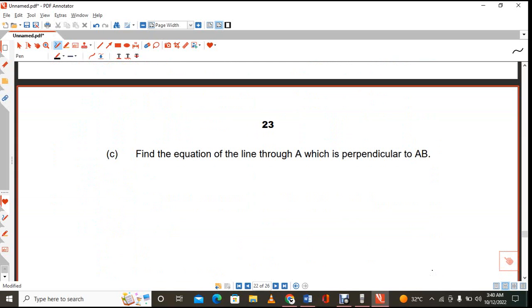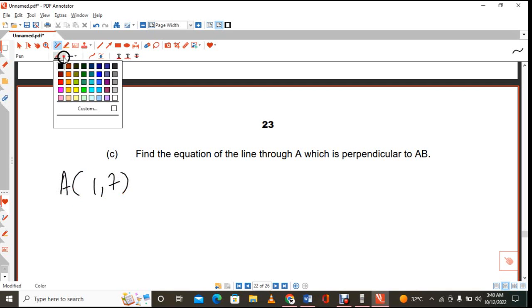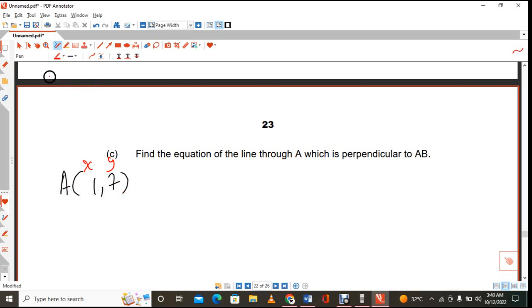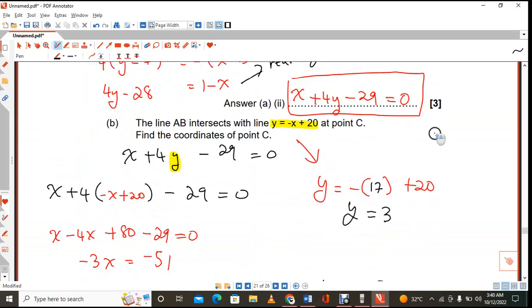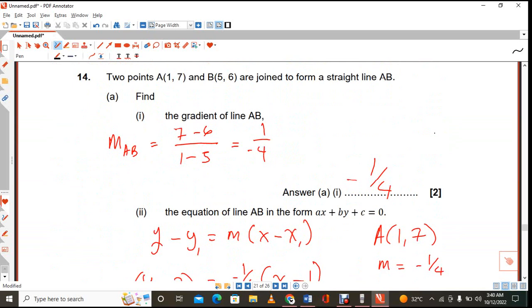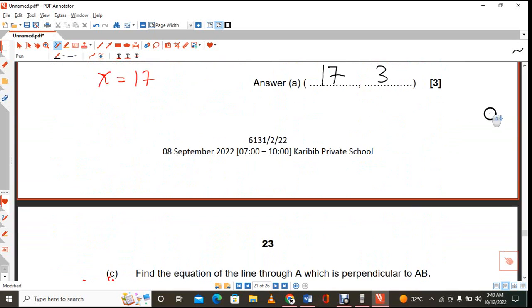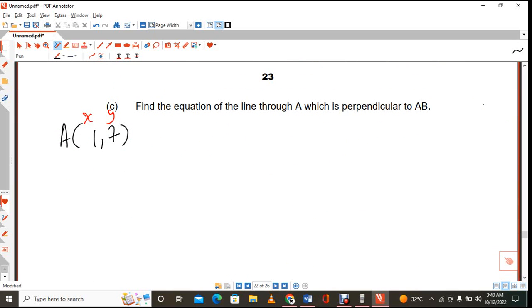Find the equation of the line through A, which is perpendicular to AB. So let's just bring in point A again, 1, 7. Also, if you tend to make mistakes, write x and y on top so you don't make mistakes. Then the gradient of the line AB. Let us quickly go back and get it. The gradient of line AB was nothing but negative 1 over 4. So very important.